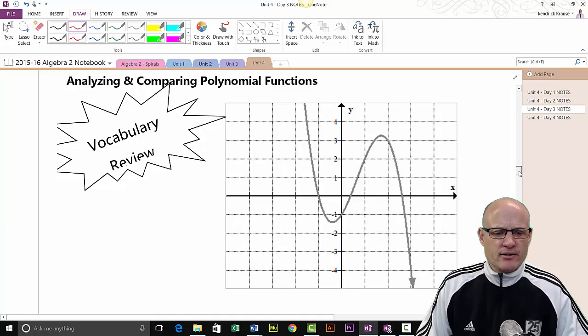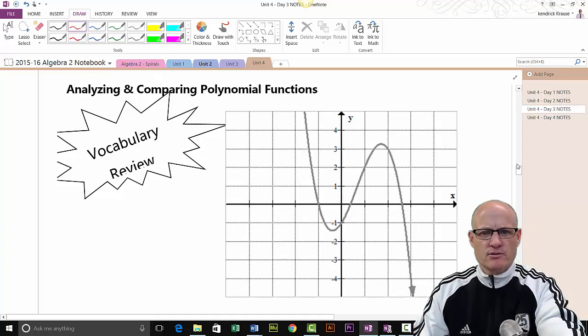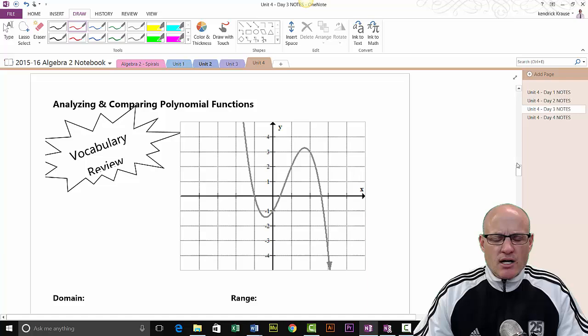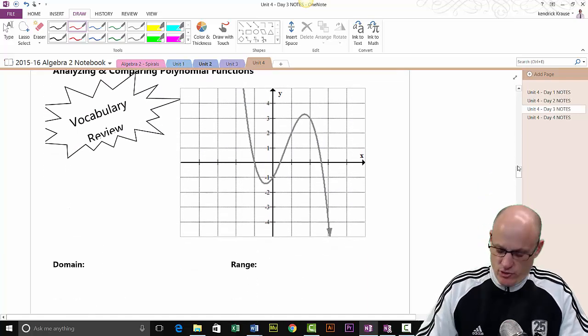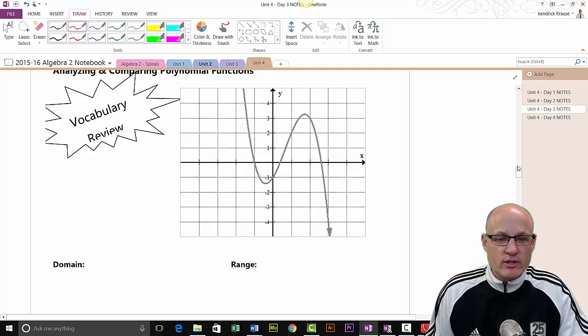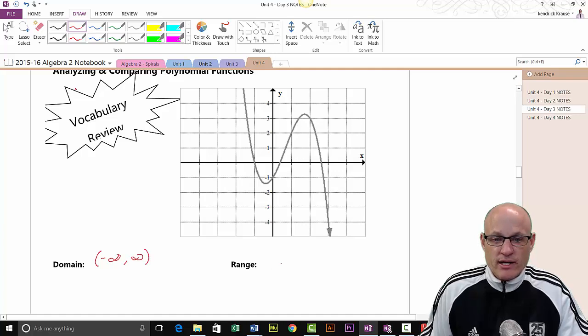Let's see what we got here. Not really sure how we got. Okay. So we got to go through domain. Let's talk about this. Domain is all reals, so -infinity to positive infinity. Range, -infinity to positive infinity.